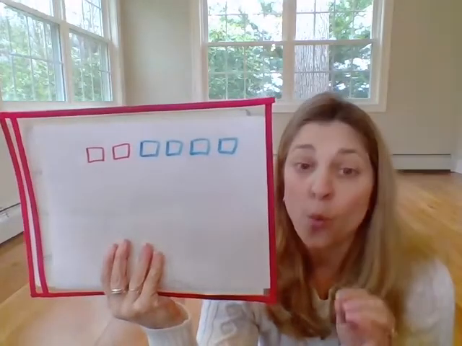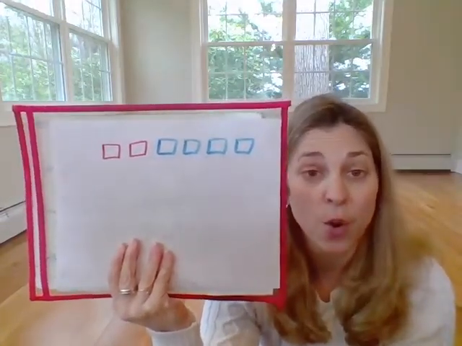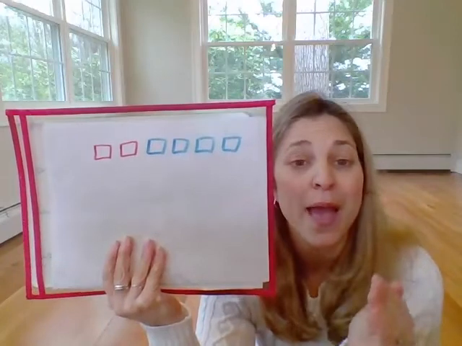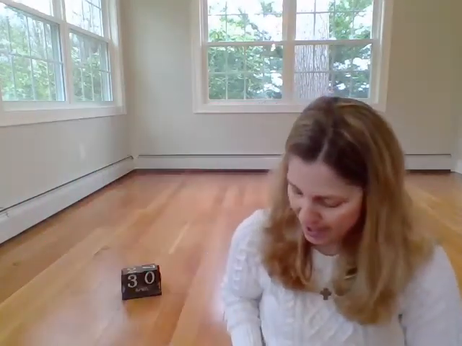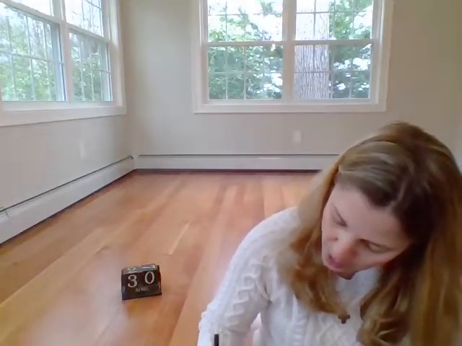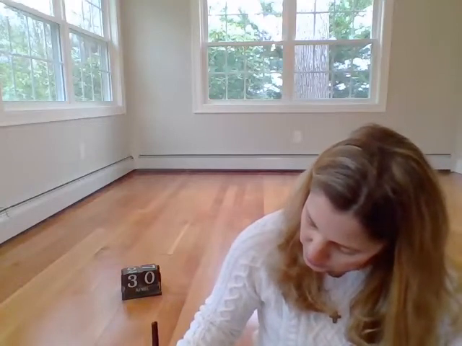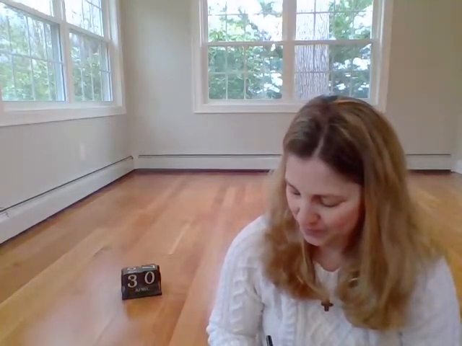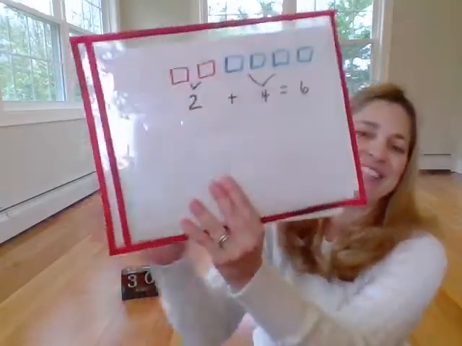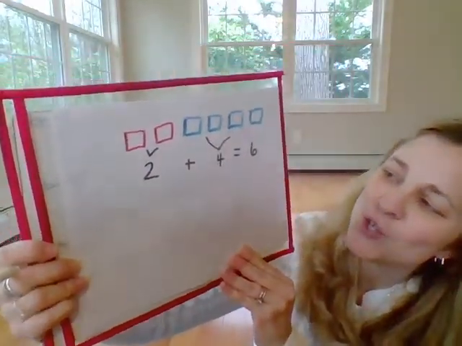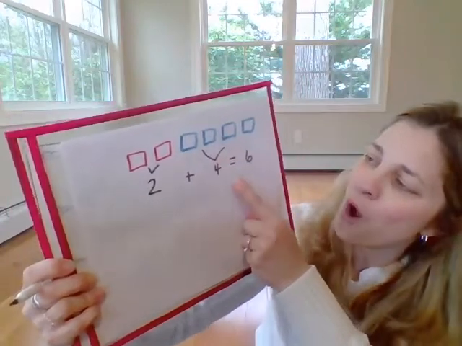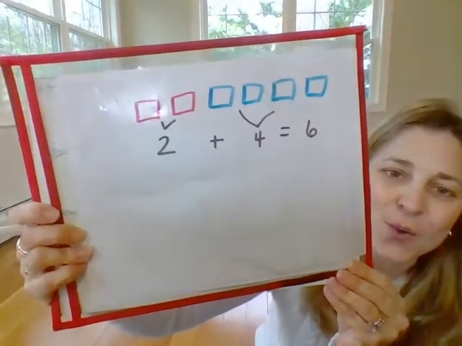So remember, when a problem says all together, in math that means you add. So it's the plus sign, okay? So I'm going to add 2 red plus the 4 equals, what does it equal? You do it on your paper. Okay, let's see if you get what I got. 2 red plus 4 blue equals 6 all together.